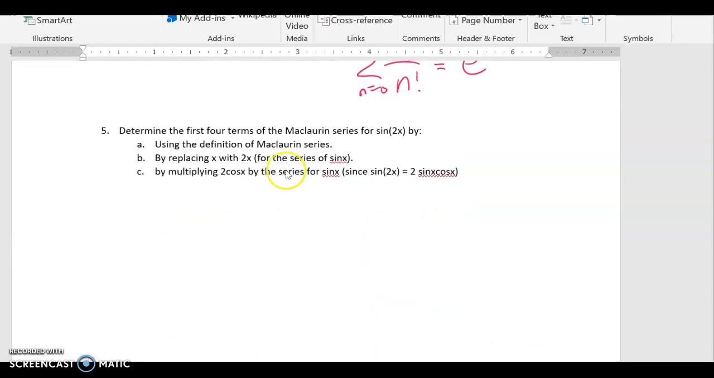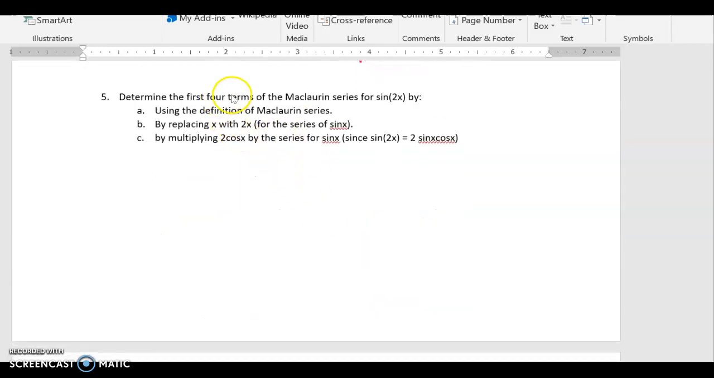Okay, we want to find the first four terms of the Maclaurin series for sine of 2x in three different ways. The normal way, by finding all those coefficients by taking a bunch of derivatives. Then using what we know: we already have a Maclaurin series for sine x, so we're just going to fill in x with 2x and see what happens. And then this one's tricky.